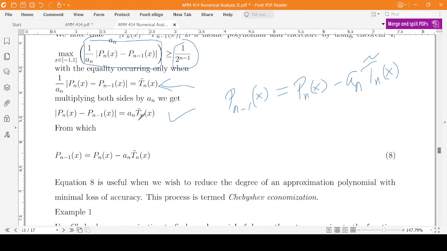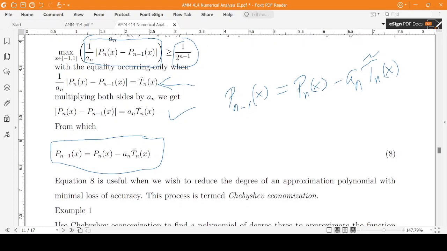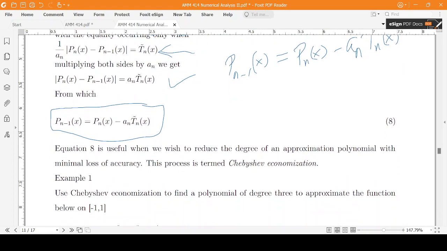This equation, which we call equation 8 here, is especially useful when we want to reduce the degree of an approximation polynomial with minimal loss of accuracy. We call this process the Chebyshev economization. We want to look at an example of Chebyshev economization, and we shall just use this equation 8 here.